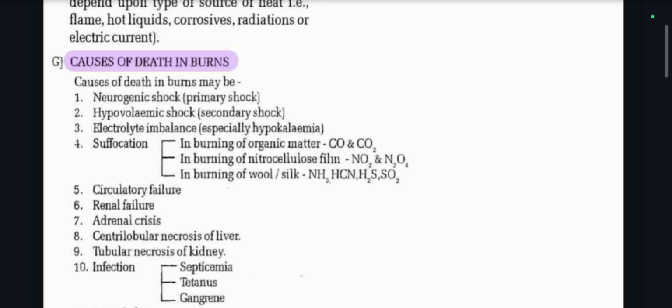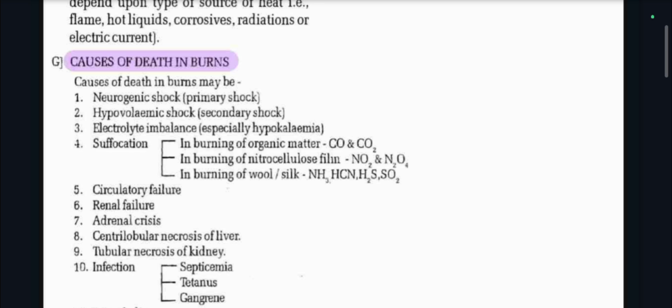In burning of organic matter, CO and CO2 are released. In burning of nitrocellulose film, you have NO2 and N2O4 released. And in burning of wool or silk, NH3, HCN or H2S, hydrogen sulfide, or SO2 gas is released. So because of this, suffocation may occur. What are the gases? Carbon monoxide and CO2, NO2 and N2O4, and ammonia, H2S, SO3 and HCN. So these are a few of the gases. If you could write only 3 to 4 names, that would be fine.